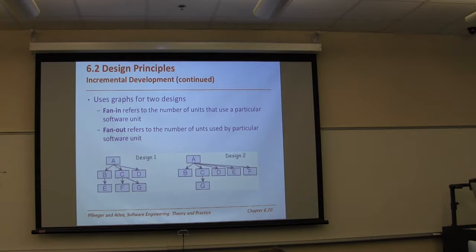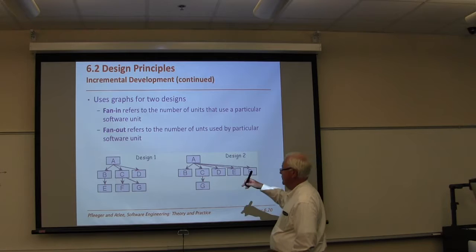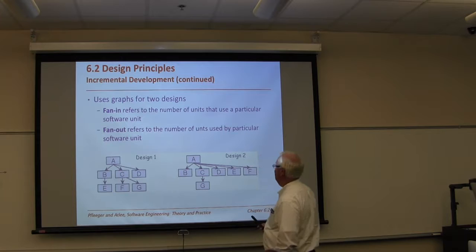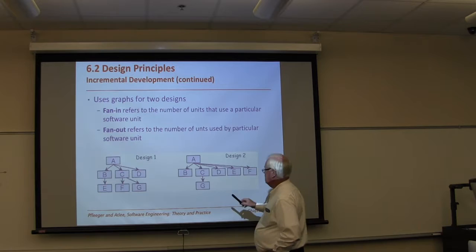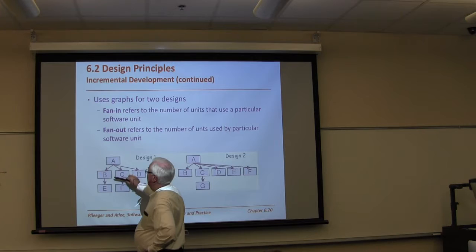So here are two types of uses graphs. Fan-in refers to the number of units that use a particular software unit. So for instance, this may be the unit, and this then shows how many other units use it. Okay. Fan out refers to the number of units used by a particular software unit. So maybe in this case, A uses these, C uses G. Okay. Now, this is more like this, if this is the fan in.